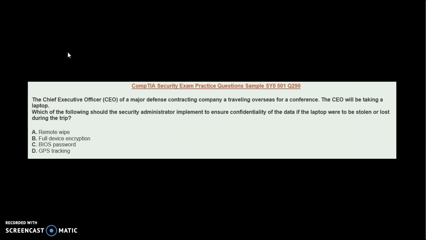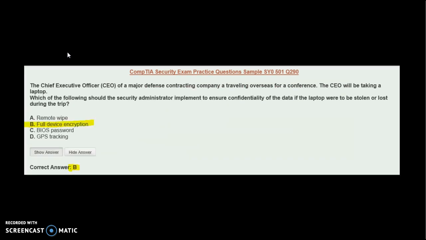The CEO of a major defense contracting company is traveling overseas for a conference. The CEO will be taking a laptop. Which of the following should the security administrator implement to ensure the confidentiality of the data if the laptop were to be stolen or lost during the trip? And that is full device encryption.